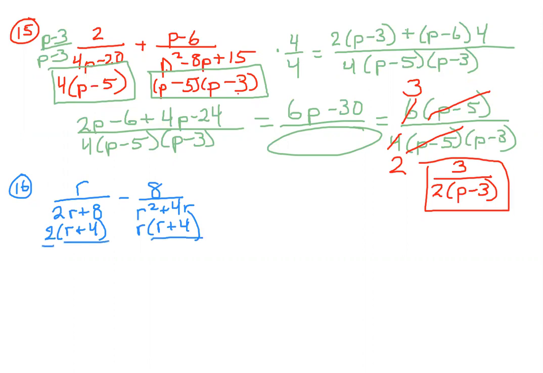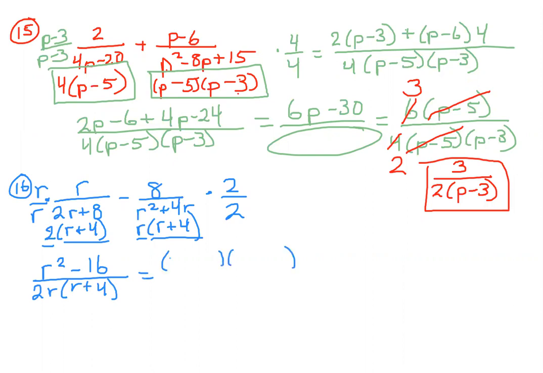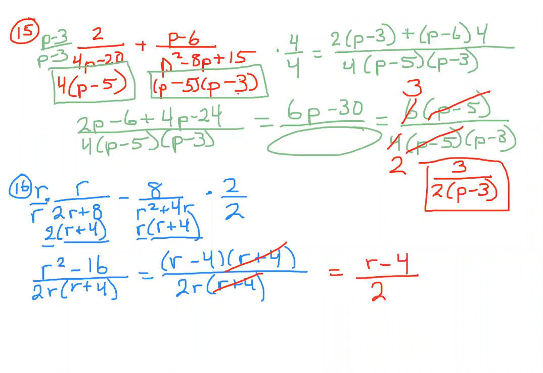This one has a 2. So this one needs to have a 2. So we'll have to multiply by 2 over 2. This one has an r. So this one needs an r. So we're going to multiply by r over r. And we end up with r squared minus 16 over 2r times (r plus 4). Factoring the numerator, (r minus 4)(r plus 4), over 2r times (r plus 4). Go ahead and cancel, and we're left with r minus 4 over 2r.